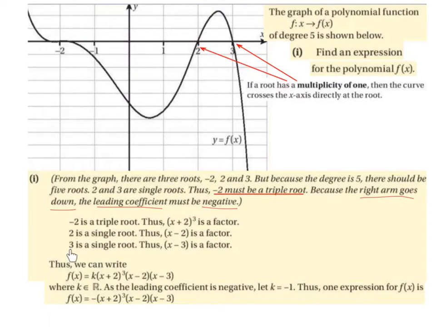Thus, we can write f of x equals k times (x plus 2) cubed times (x minus 2) times (x minus 3), where k is an element of the real number set. As the leading coefficient is negative, let k equal -1. Thus, one expression for f of x is f of x equals minus (x plus 2) cubed times (x minus 2) times (x minus 3).